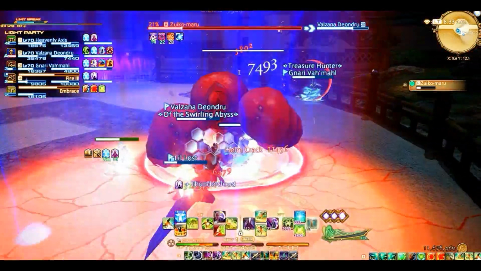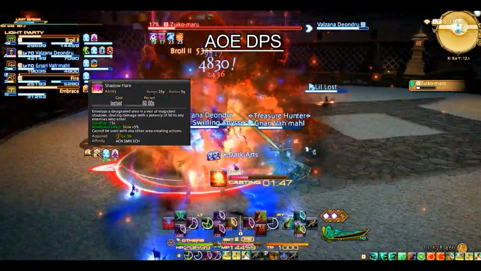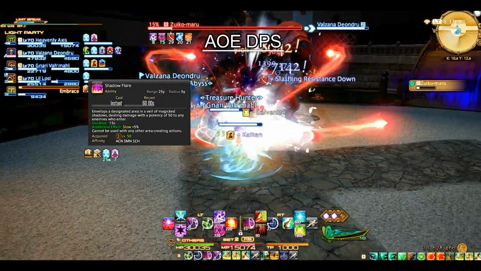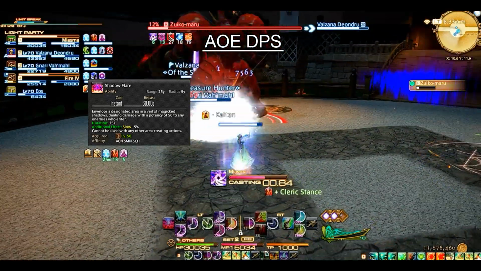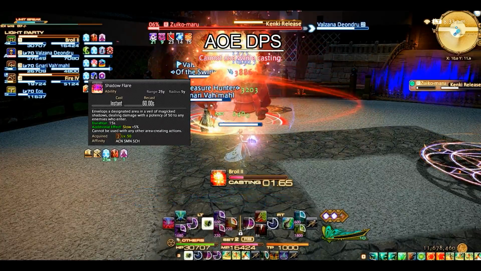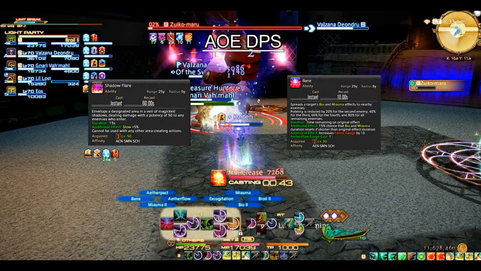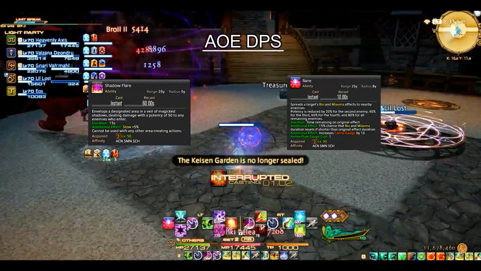Next, we have our AoE DPS abilities. The first being Shadow Flare, a direct AoE ability that places a 25 yalm circle down at your chosen location and deals a 50 potency dot every second to all enemies inside. It also has the additional effect of slow by 5%. Second, you have Bane to spread your dots to nearby enemies, which we covered in the previous section.